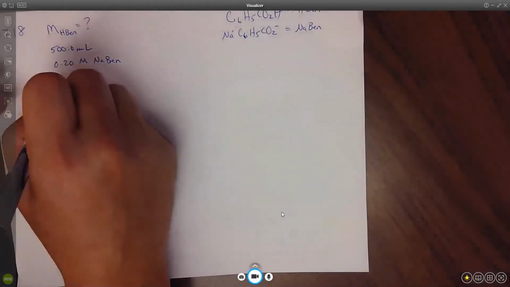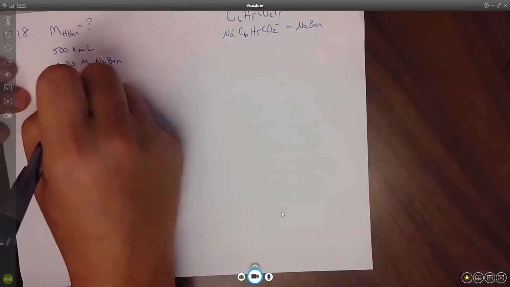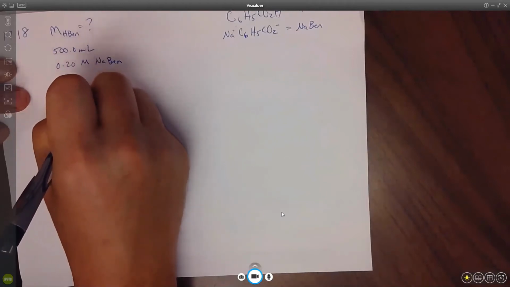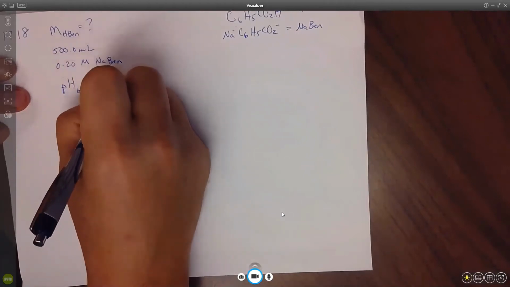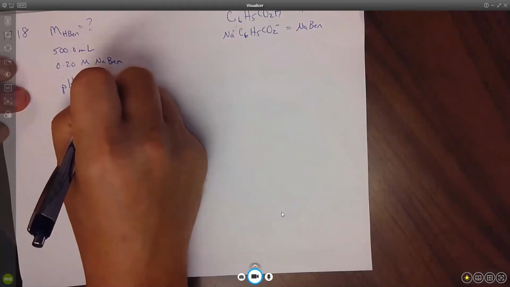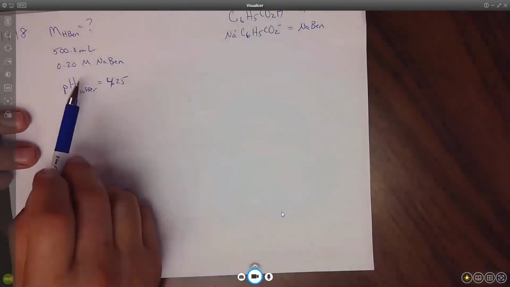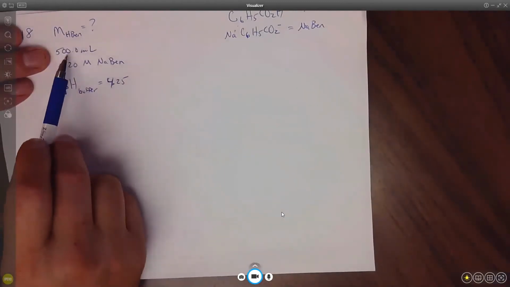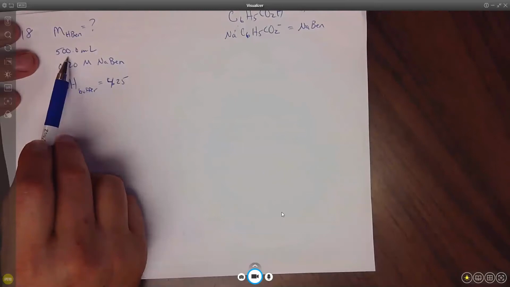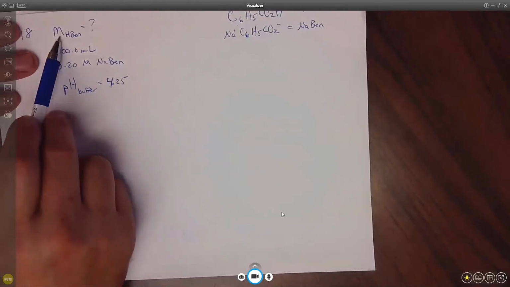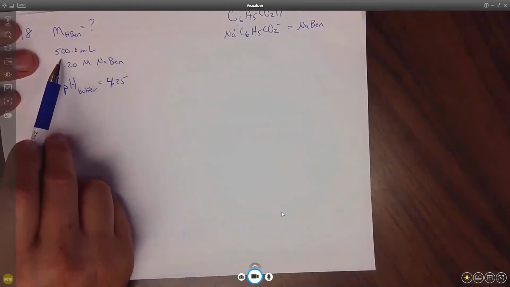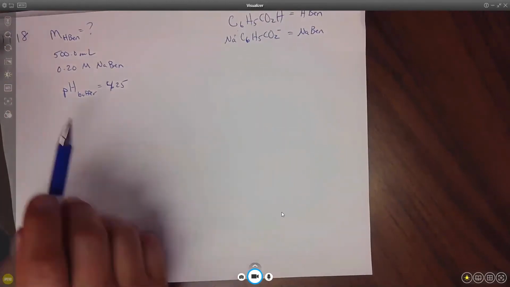To give us a buffer, the pH of our buffer would be 4.25. And it says ignore the volume change due to the addition of benzoic acid. So when we add the benzoic acid, it's going to change this volume by a small amount, right? Because the solid does have a volume, but it's a very small volume compared to the 500 milliliters of water that's there. Okay. So we're going to ignore the volume change.